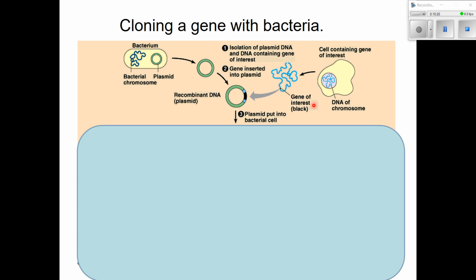So let's just use as an example the gene for human insulin. All right, so let's say this is a human cell, and this is the DNA from that human cell, and somewhere on that DNA right there is the gene for human insulin. Now, as you recall, insulin is a hormone. It's a protein that's made by humans and other mammals, and it regulates the level of glucose in the blood. And people who suffer from the disease diabetes often need injections of insulin to treat their disease.